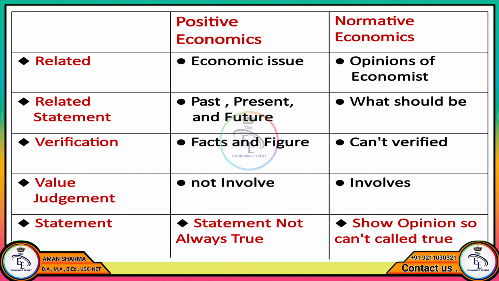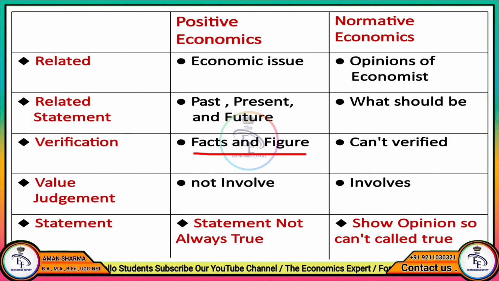Now the third one is verification. In positive economics we can verify everything by facts and figures, but in normative economics we can't verify it. And the next one is value judgment. In positive economics, value judgment is not involved, but in normative economics, value judgment is involved. And the last one is statements.